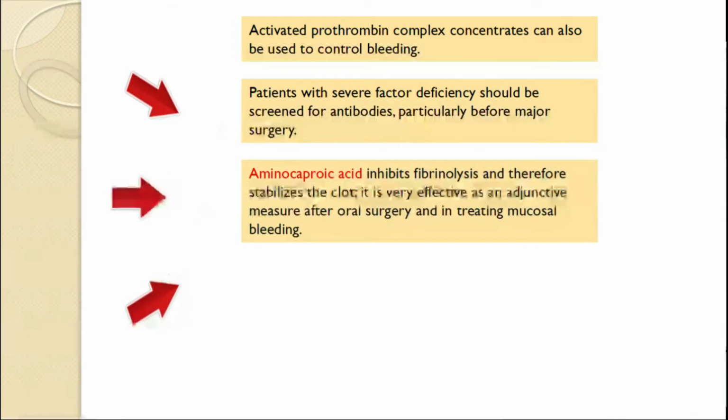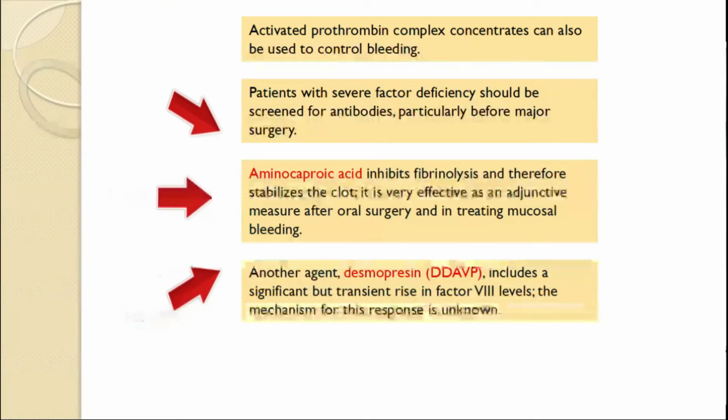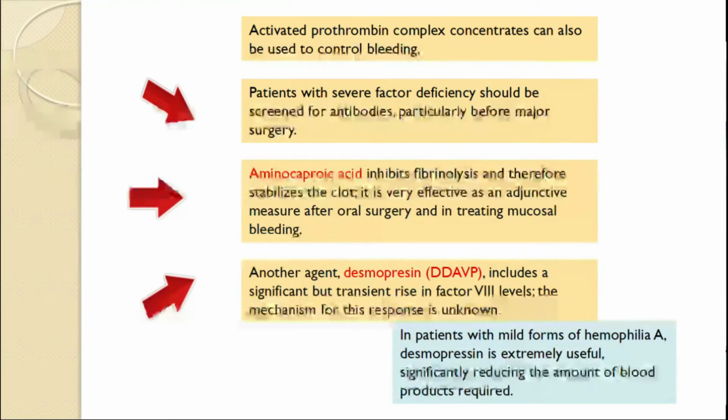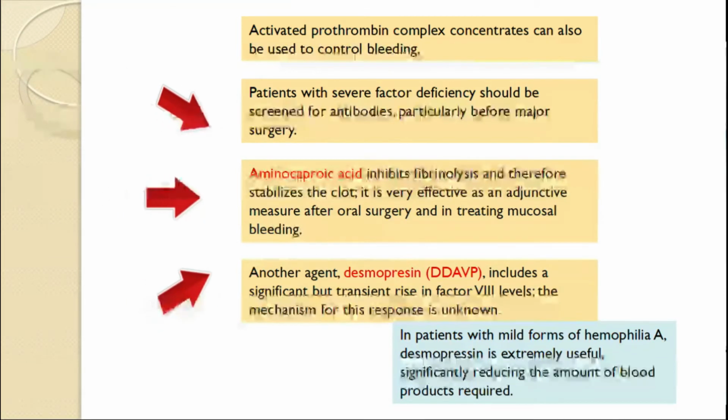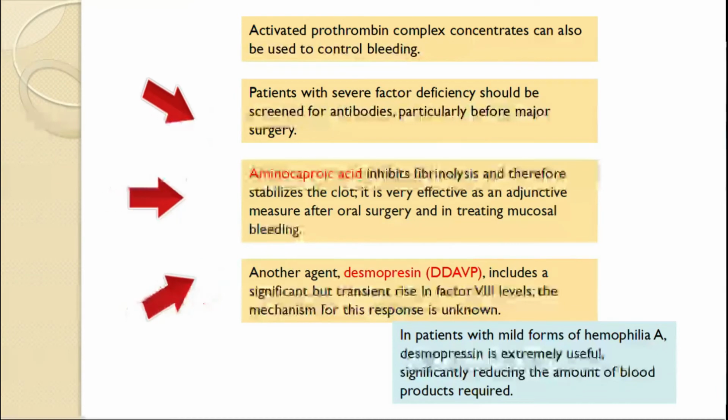And aminocaproic acid inhibits fibrinolysis and therefore stabilizes the clot. It is very effective as an adjunctive measure after oral surgery and in treating mucosal bleeding. Another agent, which is desmopressin or DDAVP, induces a significant but transient rise in factor levels. The mechanism for this response is unknown. Now, in patients with mild forms of hemophilia A, desmopressin is extremely useful, significantly reducing the amount of blood products required.